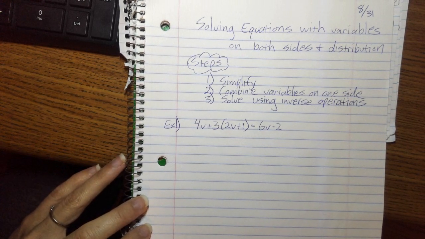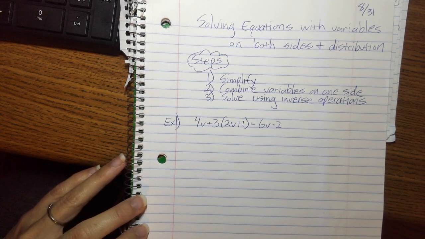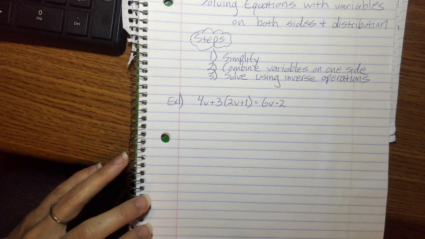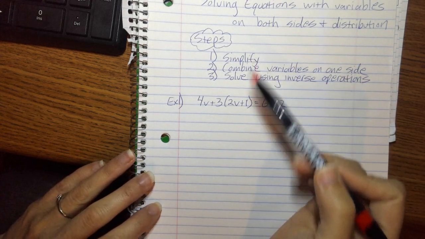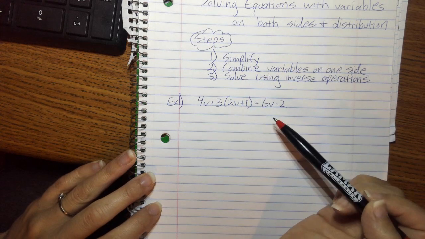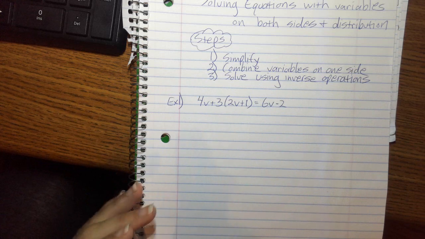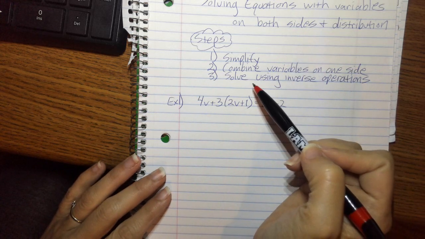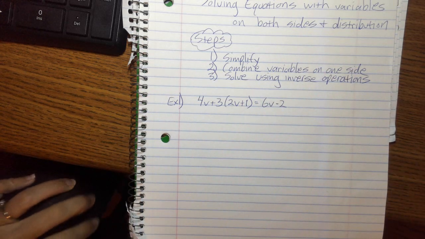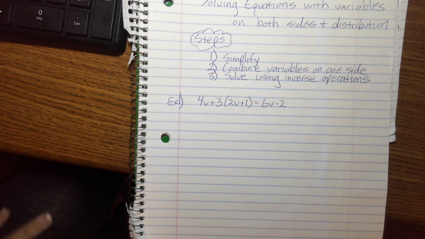Okay, so now that you've written that down, we're going to go ahead and do this problem. So, like I said, the steps are to first simplify both sides completely. Then, if we have variables on both sides, we're going to combine the variables on one side. Doesn't matter which side, just on one side. And then we're going to solve it using inverse operations, because at this point where we combine the variables, it should be just like a two-step equation.